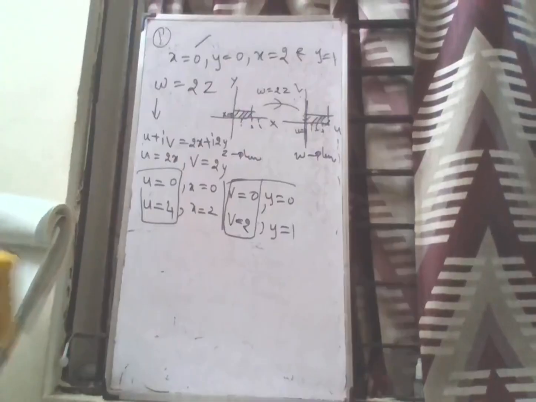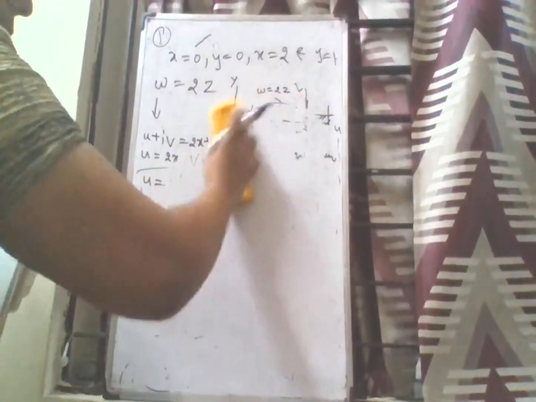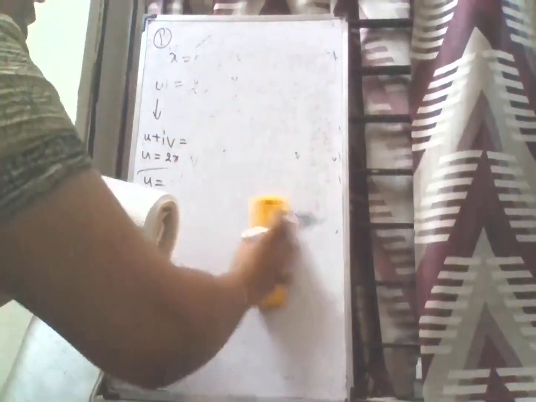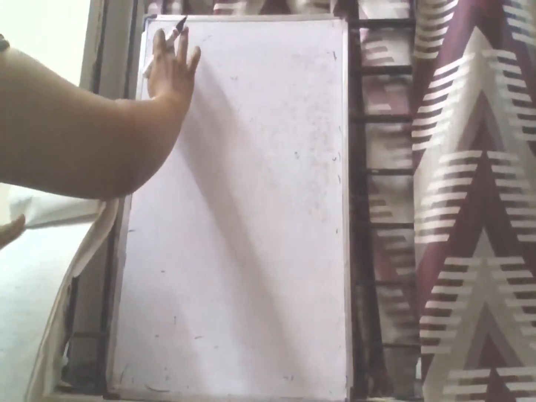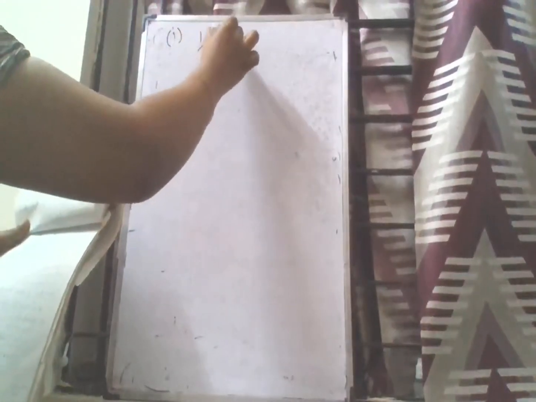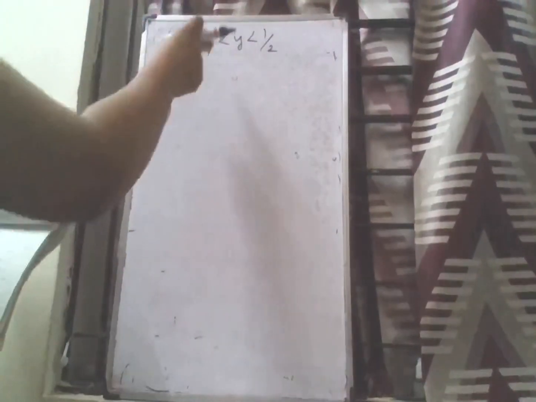Second problem. Second problem I'll choose is: find the images of the infinite strips 1 by 4 less than y less than 1 by 2 under the transformation. So they have given you the strip.